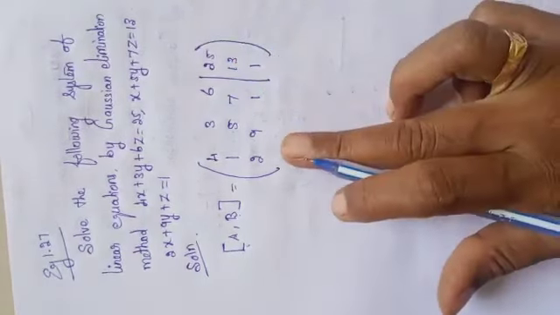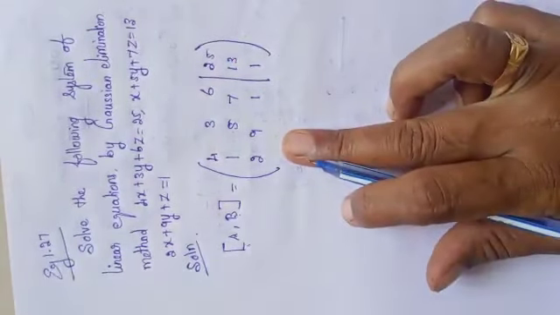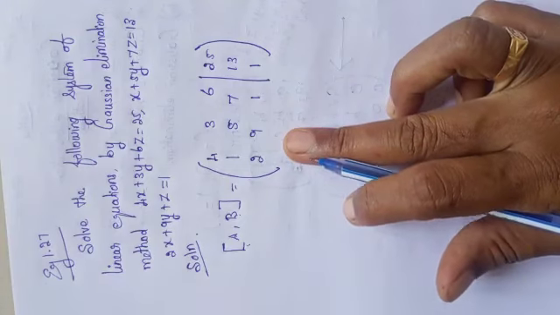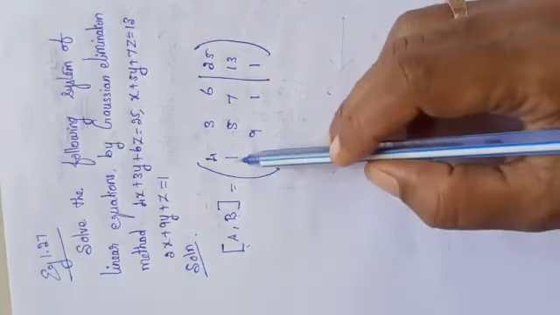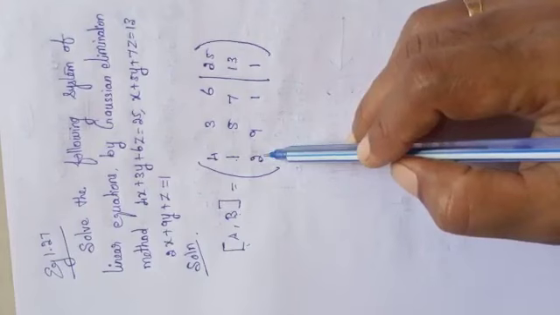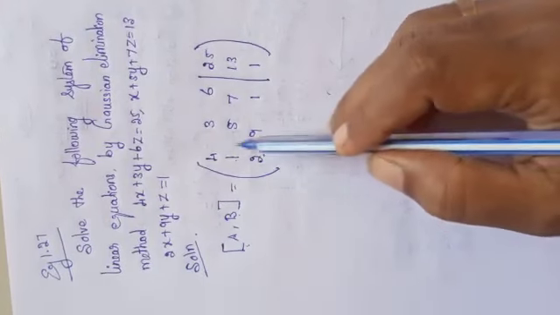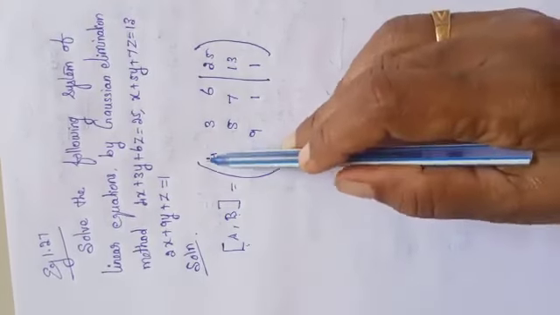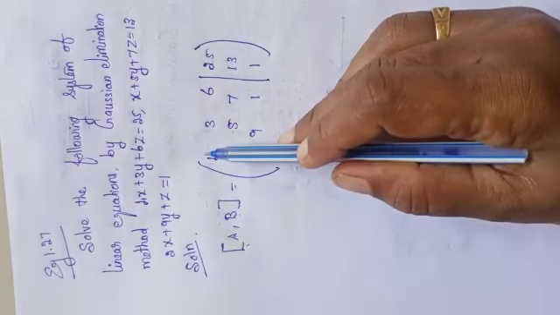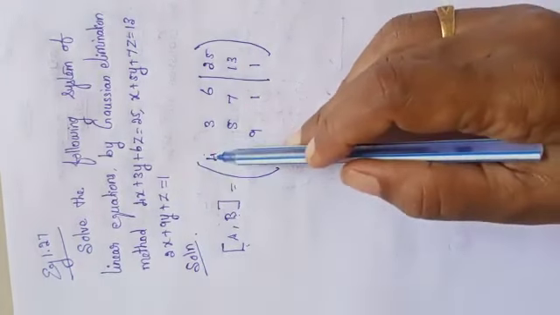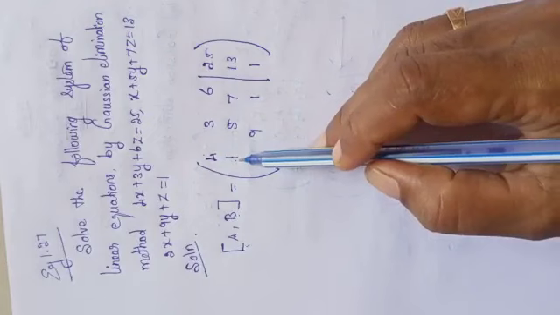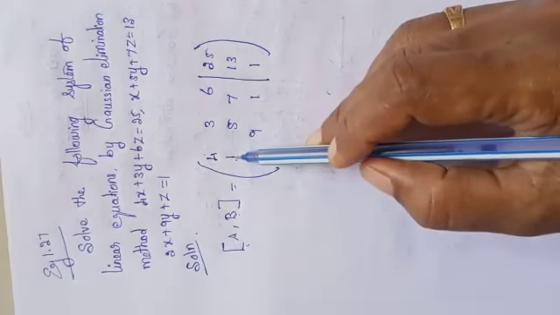Now we have to convert this into row echelon form. Row echelon form means what is that? First step, to make this position as 0. So, we will check this number. If it is 1, it will be easy for us to simplify. Okay. But here it is 4. But I can see in this column, I have 1.